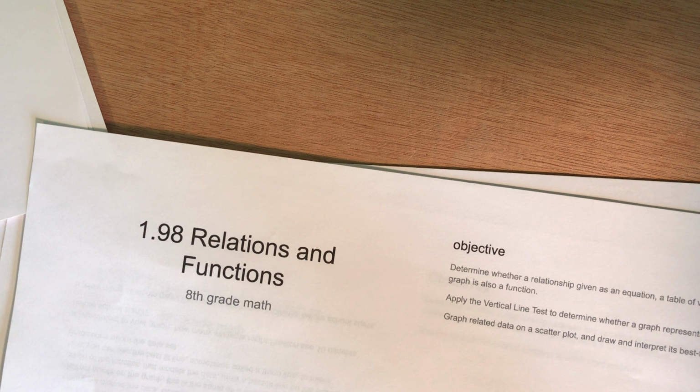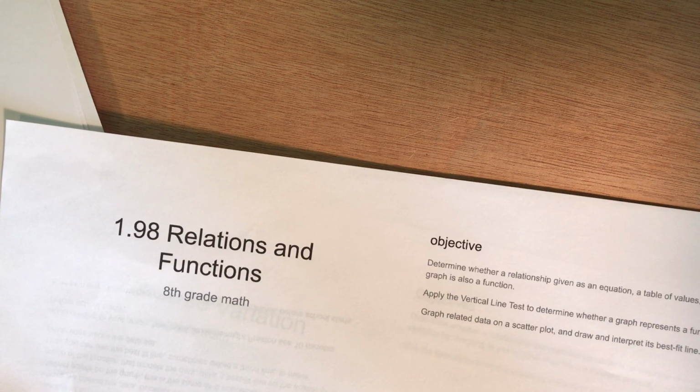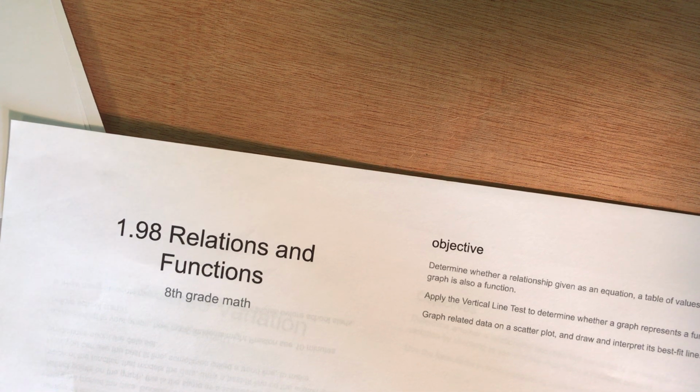This one I don't think you guys will find extremely hard, but we'll see. Determine whether a relationship given as an equation, a table, variable, or graph is a function. Apply the vertical line test to determine whether a graph represents a function. Graph related data on a scatter plot and draw and interpret its best fit line.